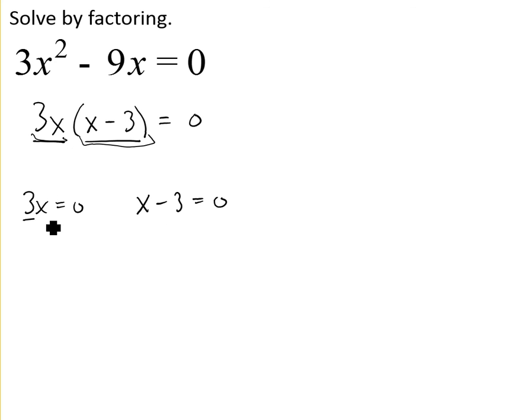So to solve this, we're just going to divide both sides by 3 and get x equals 0. That's one of our solutions. And here we're going to add 3 to both sides, get x equals 3. That would be our second solution. So we get these two solutions, x equals 0 or 3.